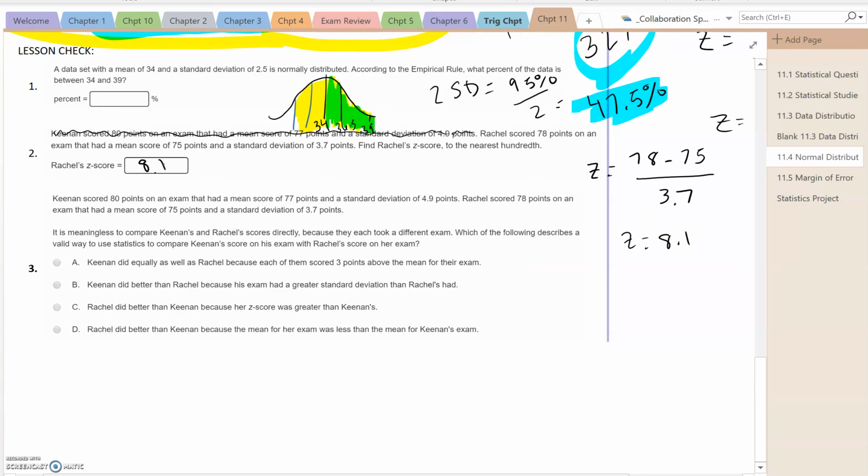0.81, sorry, 0.81. 8.1 would be a massive z-score. 0.81, that makes more sense. She is less than 1 standard deviation above the mean, but she is still better than the mean. So let's not knock Rachel. She's still good, right? She still did better than average, but she's not like crazy Einstein. She's just a little bit above average.